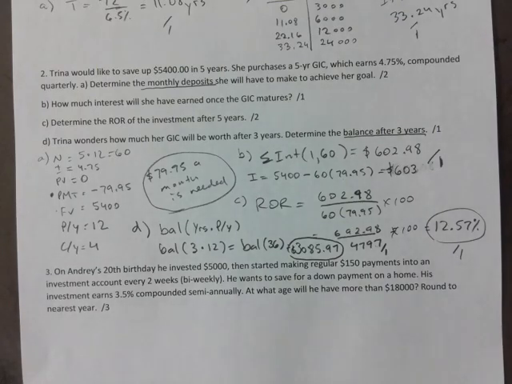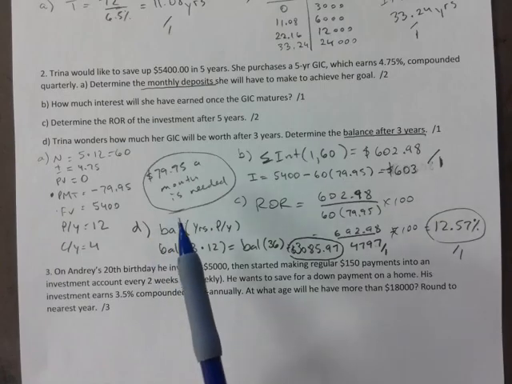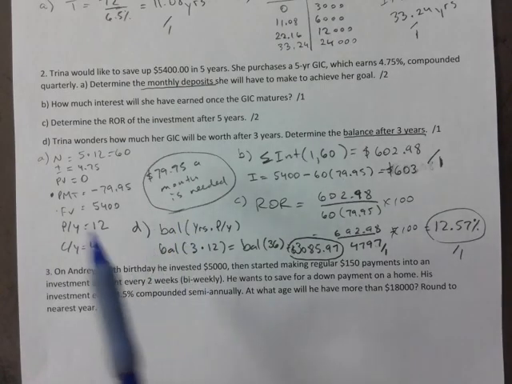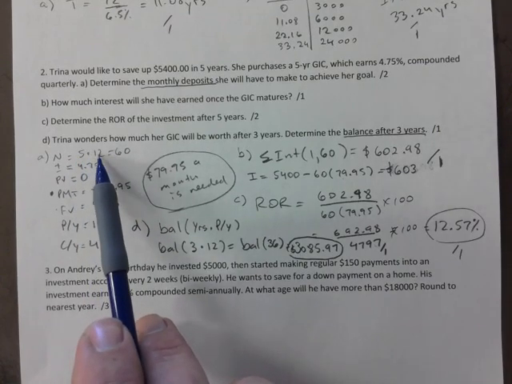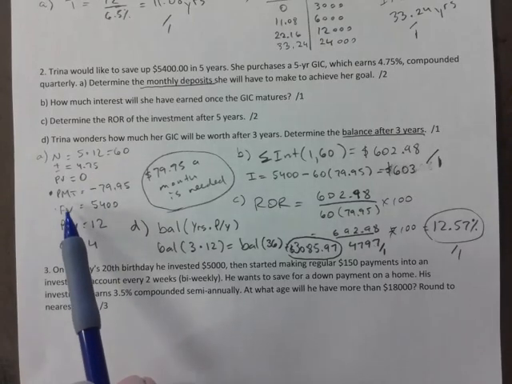Is there another way of doing this? Yes. You would go into your TVM solver, okay, listen to this one, and instead of 5 times 12, what would you put in here? 3 times 12, and then you would have to solve for the future value. That's another way of doing it.